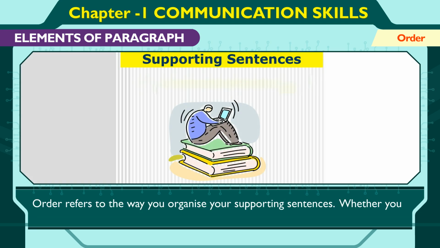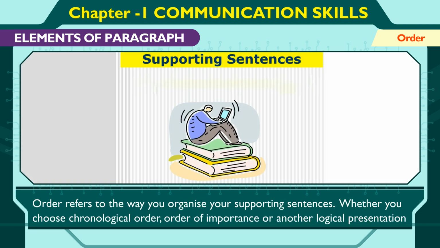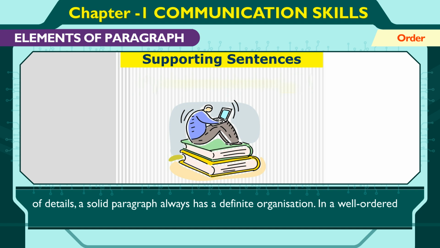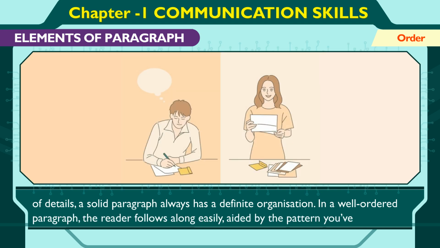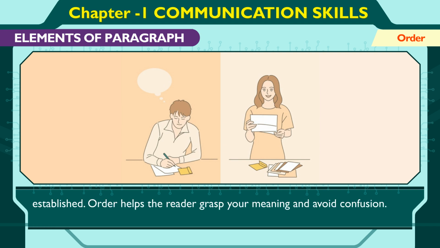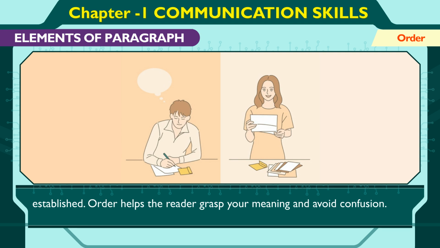Order. Order refers to the way you organize your supporting sentences, whether you choose chronological order, order of importance, or another logical presentation of details. A solid paragraph always has a definite organization. In a well-ordered paragraph, the reader follows along easily, aided by the pattern you have established. Order helps the reader grasp your meaning and avoid confusion.